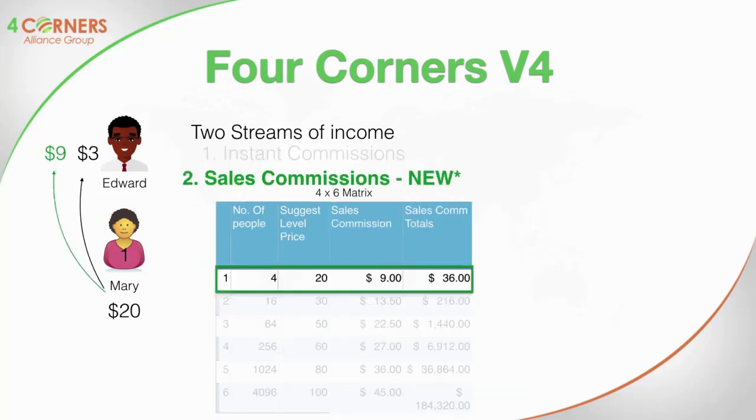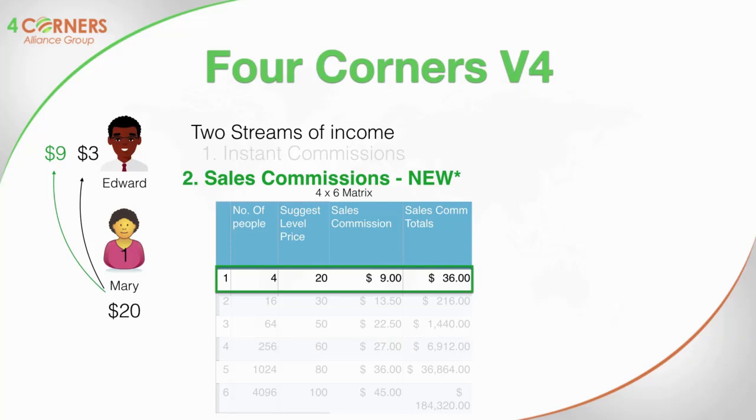So now let's take a look at our new sales commission. As we had before, Mary purchased product set 1. Edward received the $3 instant commission because Edward is 1 row above Mary. Now, it's coincidental, of course, that Edward is Mary's sponsor. So this is where the sales commission becomes really important, because every person you bring to the business, you receive a sales commission on every product set. In this case, Mary has bought product set 1, so that means that Edward has earned a $9 sales commission.